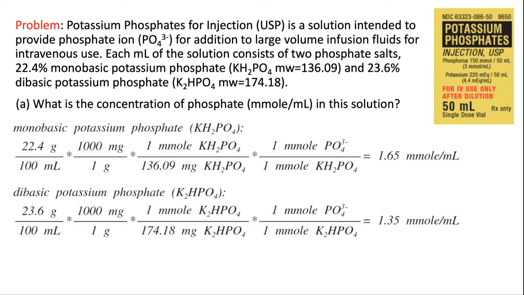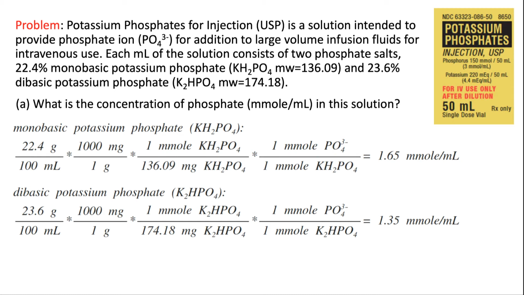However, the starting concentration was different, so we're going to start off with our 23.6% weight per volume and rewrite that as 23.6 grams per 100 milliliters. Convert grams to milligrams by multiplying by 1,000. Convert milligrams to millimoles by dividing by the formula weight of 174.18 milligrams. So now I'm again in millimoles of the parent molecule K2HPO4.